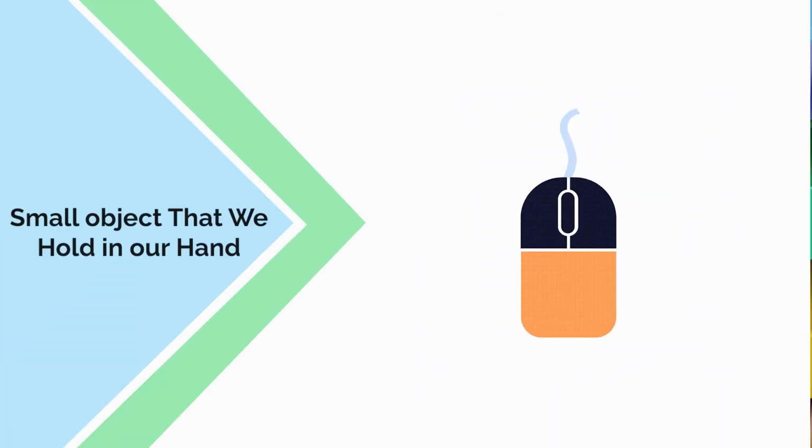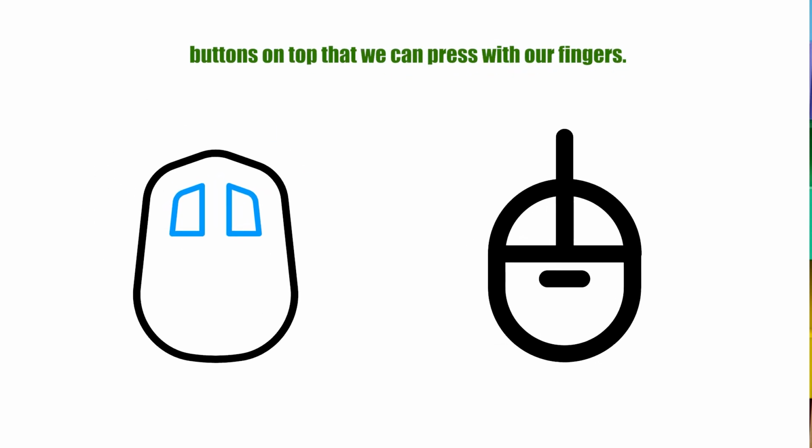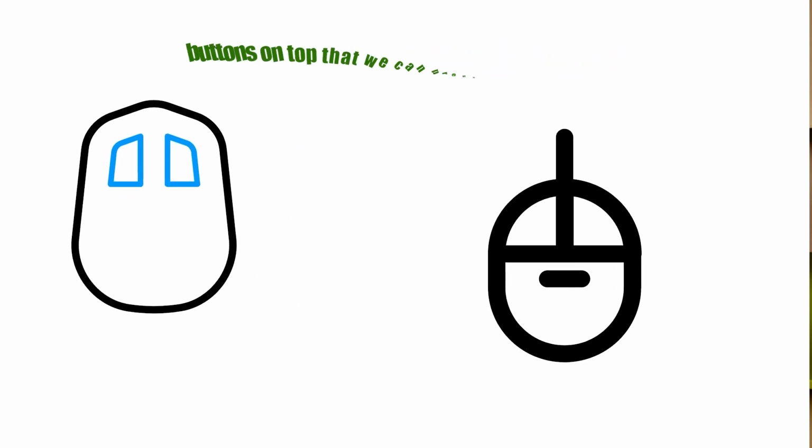A computer mouse has a small body and long wires. That's why it's called a mouse. The computer mouse is a small object that we hold in our hand. It has buttons on the top that we can press with our fingers. A mouse has 3 buttons: left button, center button or scroll button, and right button.